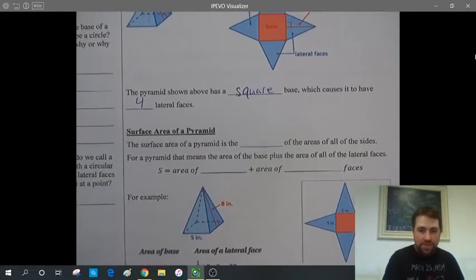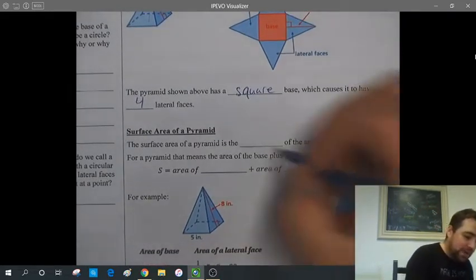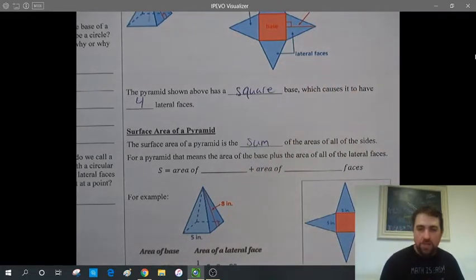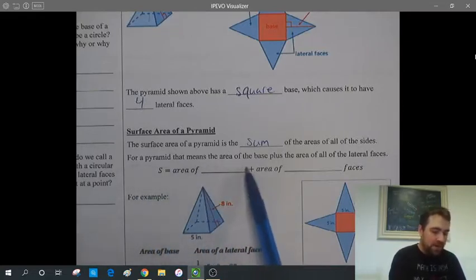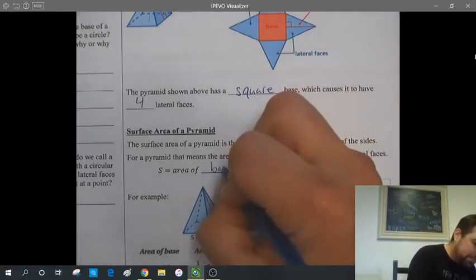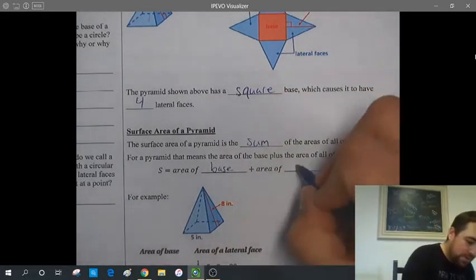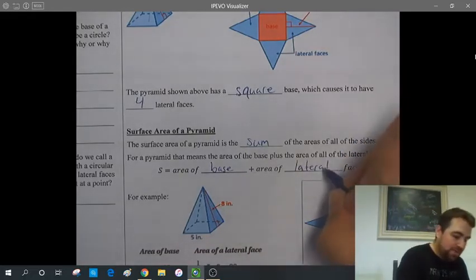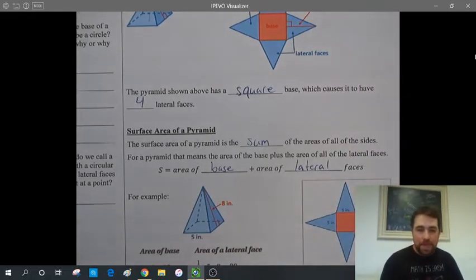Okay, so then define surface area. So the surface area, even for a pyramid, is going to be the sum, or if we added up all of the areas of all of the sides. So the outside total area. And so for a pyramid, that means that we're going to have the area of the base plus the area of all the lateral faces. So down here in our little formula, area of base plus area of lateral faces. And again, the number of lateral faces that we're going to have is going to be determined by the type of base that our pyramid has.